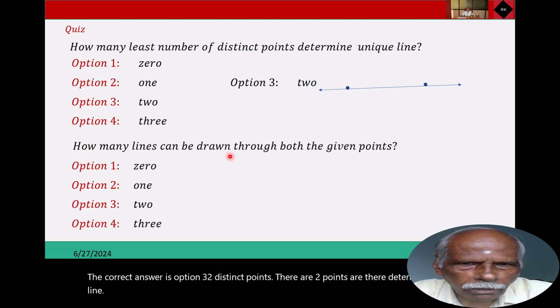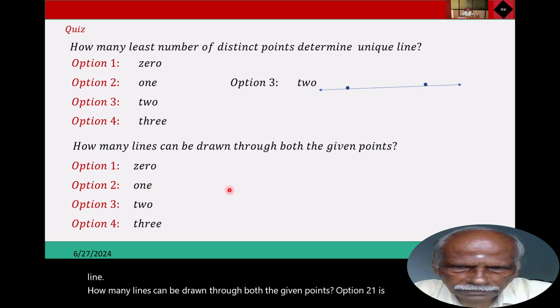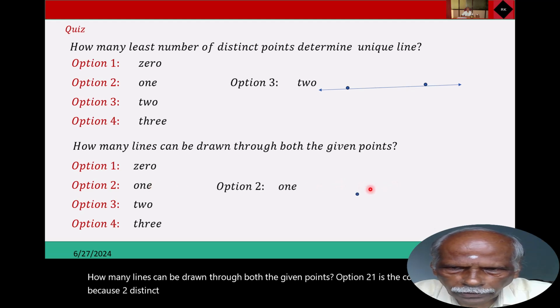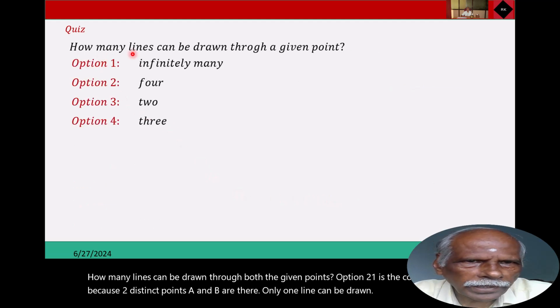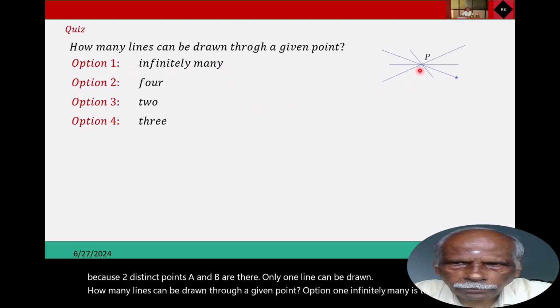How many lines can be drawn through both the given points? Option 2, 1 is the correct answer, because 2 distinct points A and B are there, only one line can be drawn. How many lines can be drawn through a given point? Option 1, infinitely many is the correct answer, because there is a given point, many lines can be drawn.